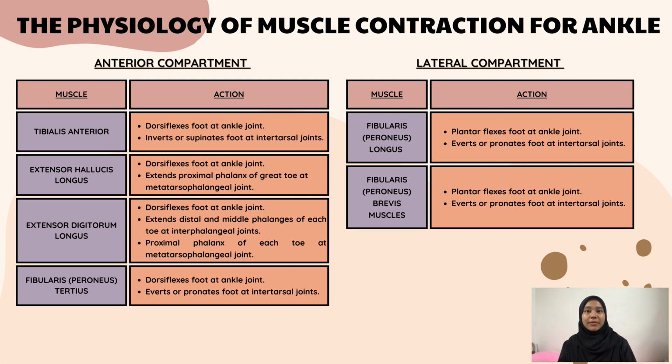Third, the main muscle that promotes dorsal flexion of the ankle joint is the tibialis anterior, which is located in the anterior compartment of the leg. In addition, the anterior compartment includes the muscles extensor hallucis longus, extensor digitorum longus, and fibularis tertius. The tibialis anterior muscle will dorsiflex the foot at the ankle joint and invert or supinate the foot at the intertarsal joints.